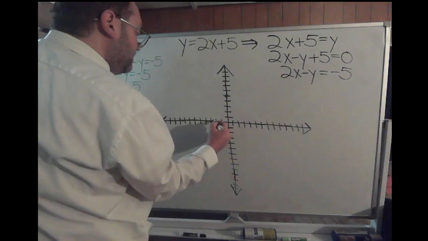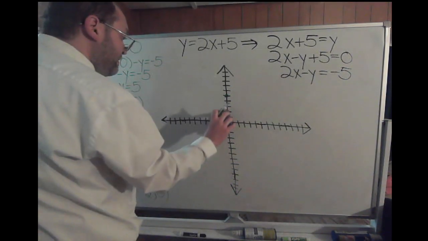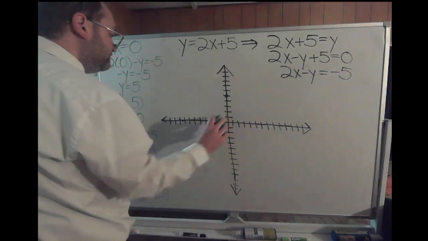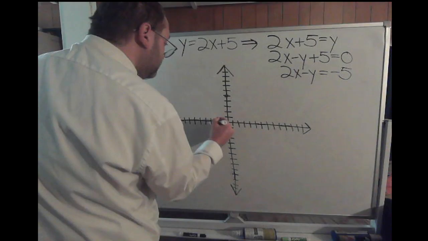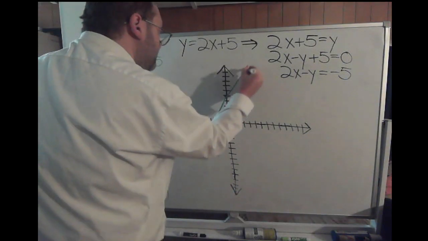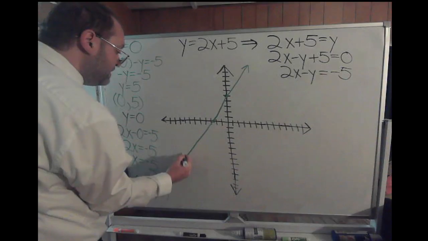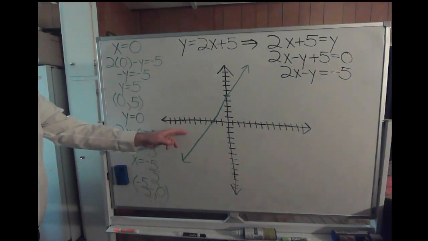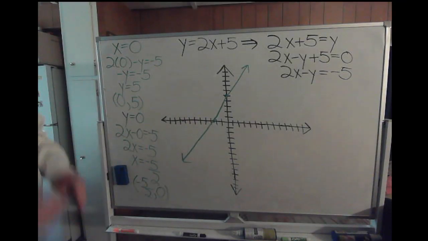Then you're just going to draw a line and connect these. If I could draw. And there is the graph of this equation. So find your x and y intercepts and then just draw a line and connect them and go through them. That's all you got to do.